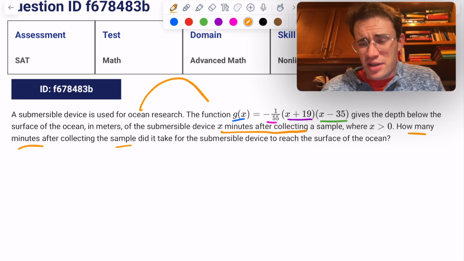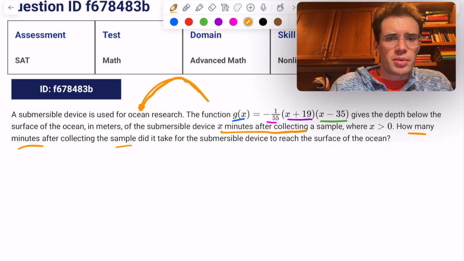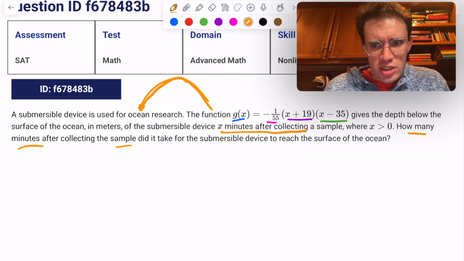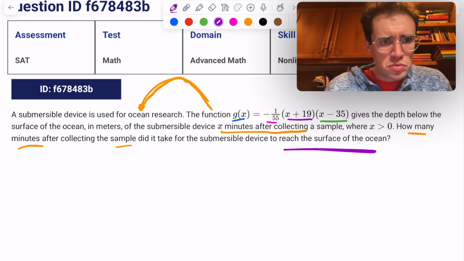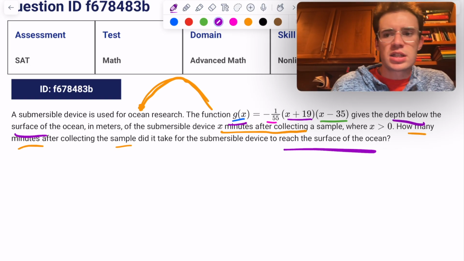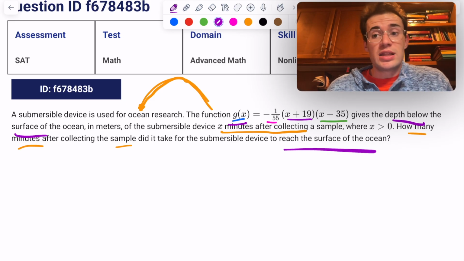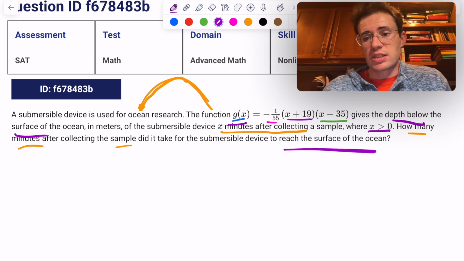And I guess that could make sense for the problem, if maybe you're starting down here, going up and then back down, something like that. But we're trying to figure out when does it reach the surface, which means it's 0 meters below the surface of the ocean. Because the output of this function, the g of x value, is the depth below the surface. So we want to figure out when that is 0. So in other words, we're finding the zeros of this function, and we just want the positive zero because it says x is greater than 0.